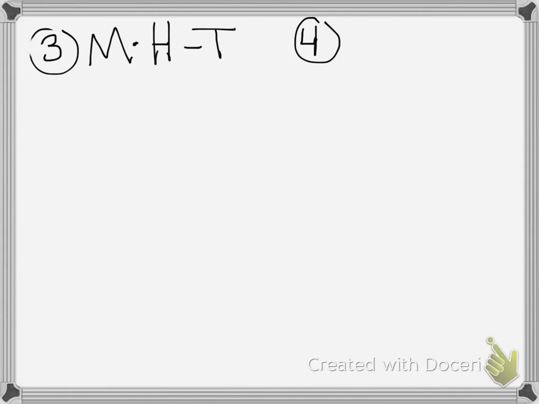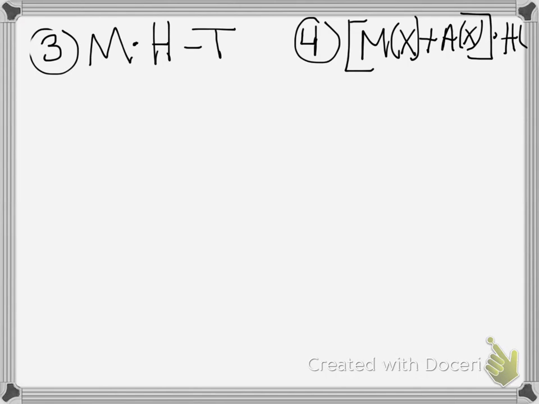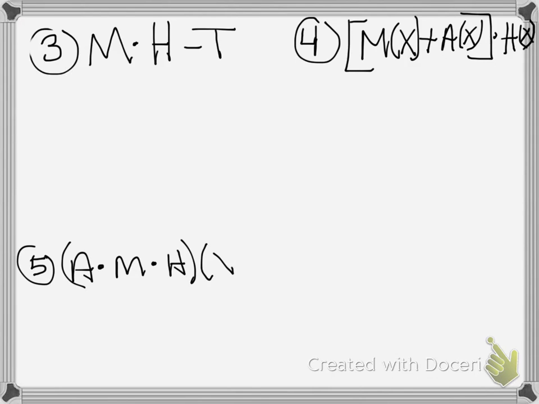4, we'll go with m of x plus a of x times h of x. Oh my goodness. I don't know if that just jumped to a new slide for you guys or not. I got too close to the edge and it went next page. Okay, and number 5. Let's go with a times m times h of x.